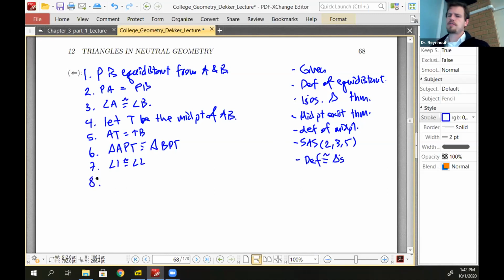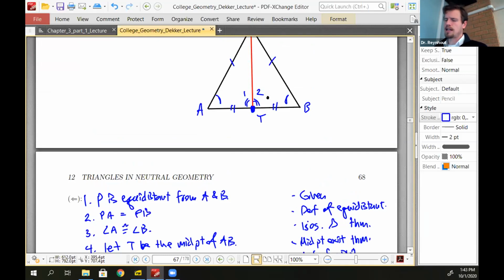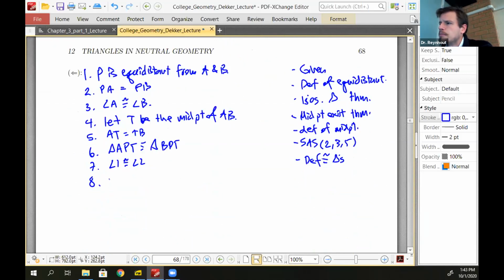All right, so once we have that, the next thing to notice is that angle 1 and angle 2 form a linear pair. So rather than going through all the work, a linear pair is supplementary, their sum is 180 degrees. By the supplement postulate that we talked about last time, we can immediately say that the measure of angle 1 plus the measure of angle 2 is equal to 180 degrees.